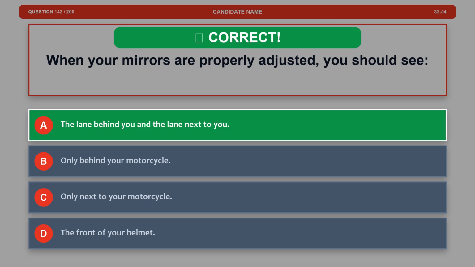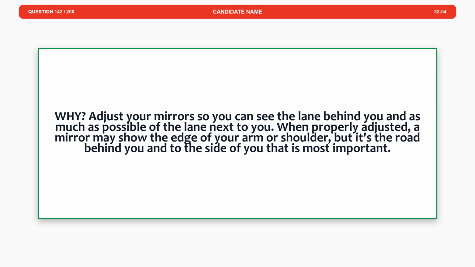The correct answer is option A, the lane behind you and the lane next to you. Explanation. Adjust your mirror so you can see the lane behind you and as much as possible of the lane next to you. When properly adjusted, a mirror may show the edge of your arm or shoulder, but it's the road behind you and to the side of you that is most important.